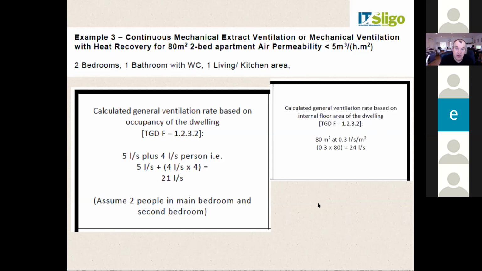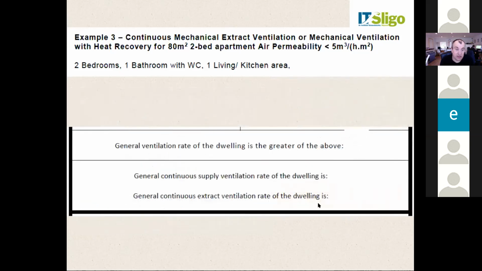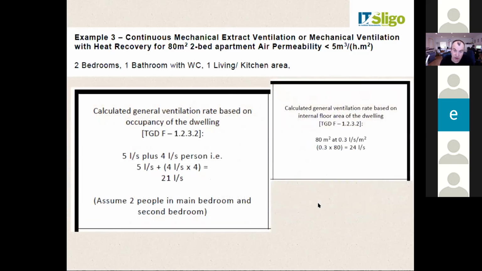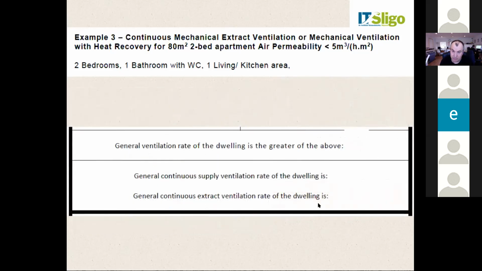So what we're now doing is choosing which of these two is the highest value, and the highest value of 21 and 24 is 24. So the general ventilation rate of the dwelling is the greater of the above. We have two numbers, 21 and 24, and the greater of those two numbers is 24 litres per second. That's part one of the calculation that we're working on.